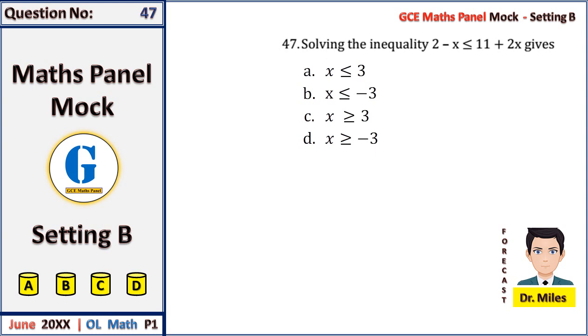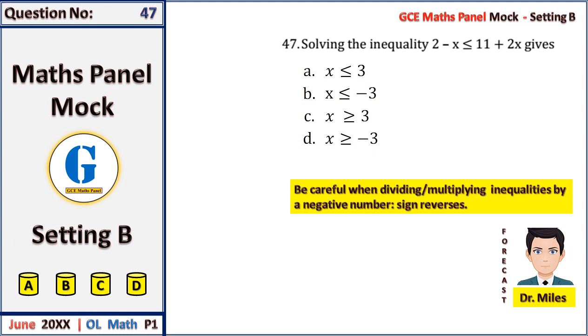47. Solving the inequality 2 minus x less than or equal to 11 plus 2x gives us. Be careful when dividing or multiplying an inequality by a negative number. The sign will reverse. But if you multiply or divide by a positive number, the sign remains the same. The teachers have been singing this to you. So let's solve normally like an equation. You have minus x minus 2x less than or equal to 11 minus 2, minus 3x less than or equal to 9, and x will be greater than or equal to, dividing both sides by minus 3, the sign reverses, giving us a value of minus 3.